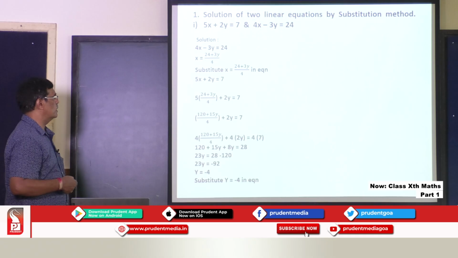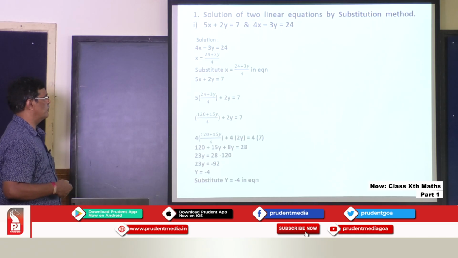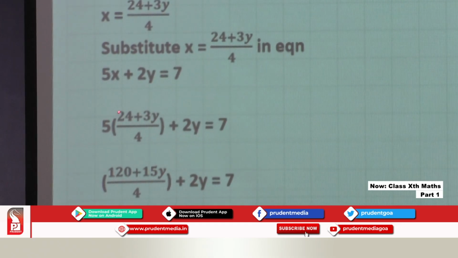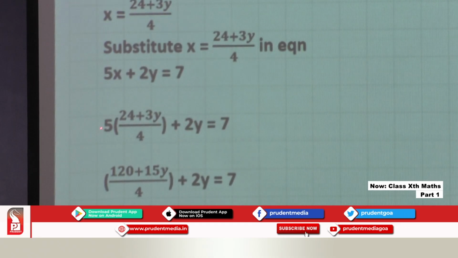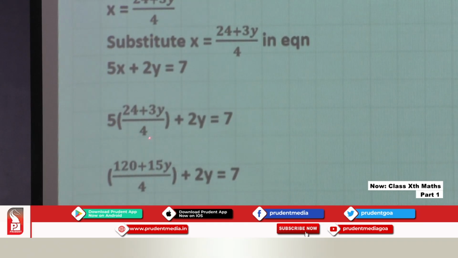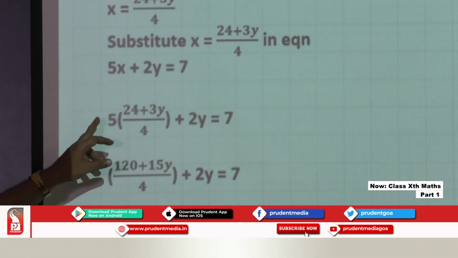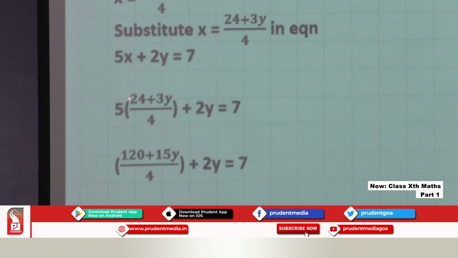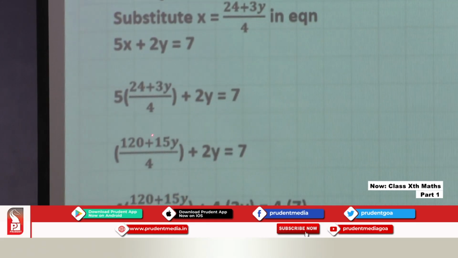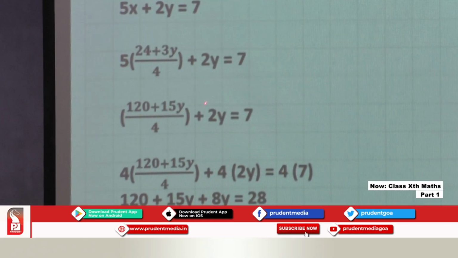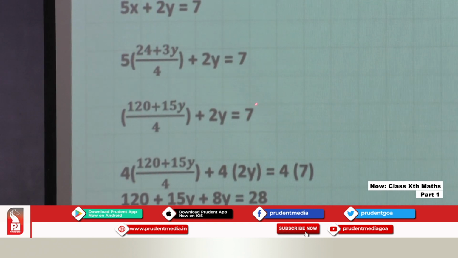So, what I am getting here, 5 times the value of x, which is 24 plus 3y upon 4, plus 2y is equal to 7. Now, what you have to check is whether these 5 and 4 are divisible. Since they are not divisible here, I have multiplied this 5 to both these terms. So, what I have got here, 24 5s are 120 plus 3y multiplied by 5 is 15y, upon 4, plus 2y is equal to 7.